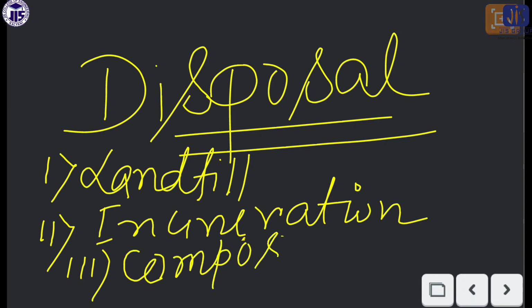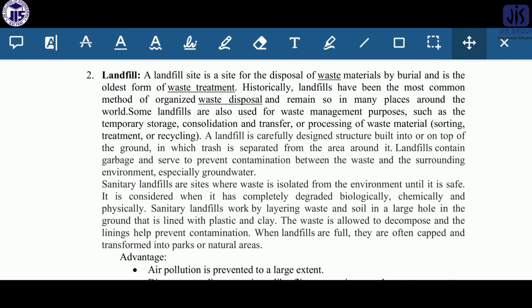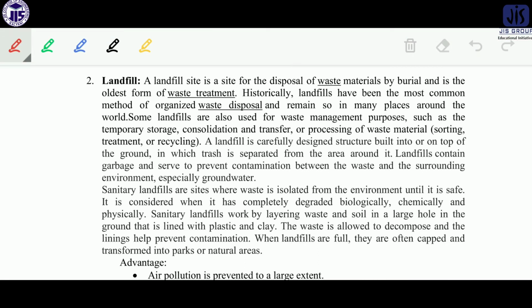I will discuss each and every disposal method in detail, one by one. So first of all, what is the landfill method? Landfill method means first of all we have to choose one site which is suitable for the disposal of the solid waste materials, or which is useful for the landfill process.